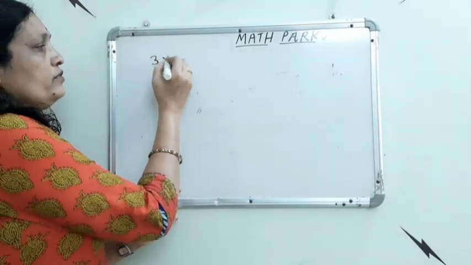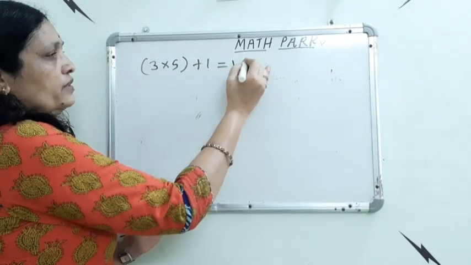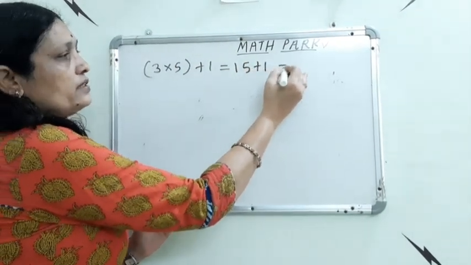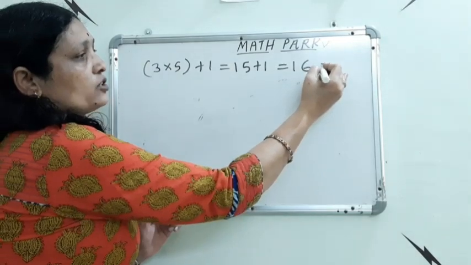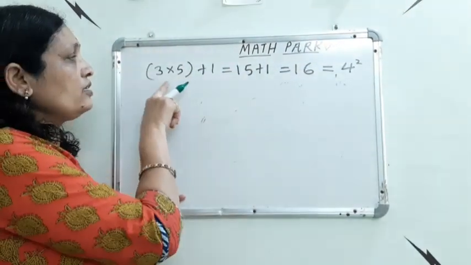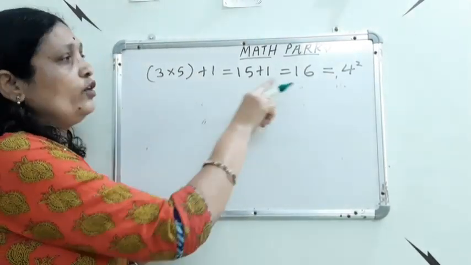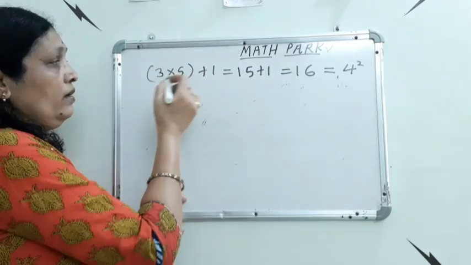So we take the product of 3 and 5 and add 1 to it. 3 into 5 is 15, and 15 plus 1 is 16. And 16 is a perfect square. It is the square of 4. So one thing we understood: taking the product of twin primes and adding 1 to it, we always get a perfect square.